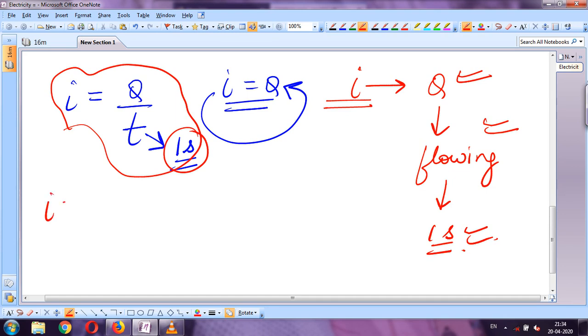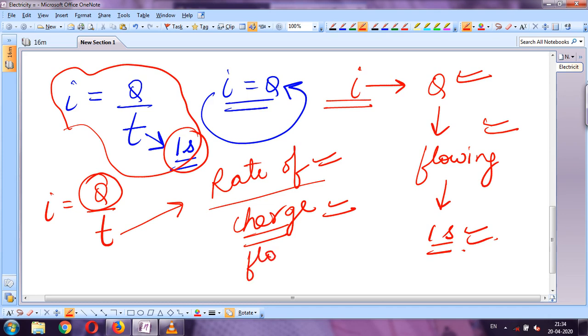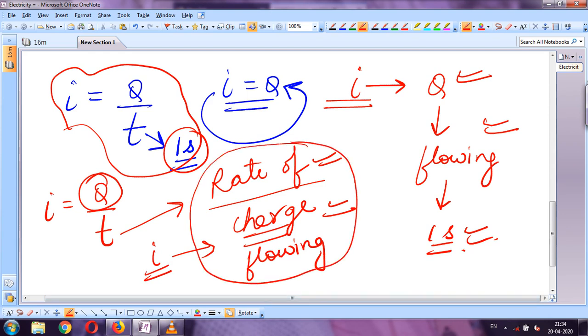Now remember one more thing. If somewhere it is written like charge upon time, whenever time comes in the denominator, it can be written in the form of rate of. Now we check what is in the numerator. In the numerator you have charge, so we can say rate of charge flowing is also called electric current. This is also a definition of electric current. So I told you two definitions of electric current.